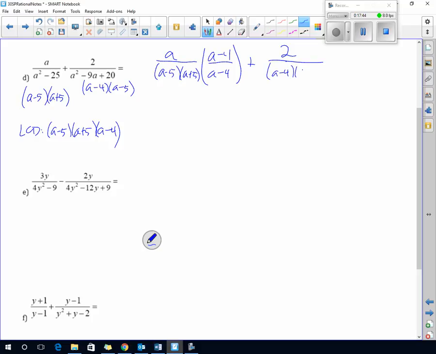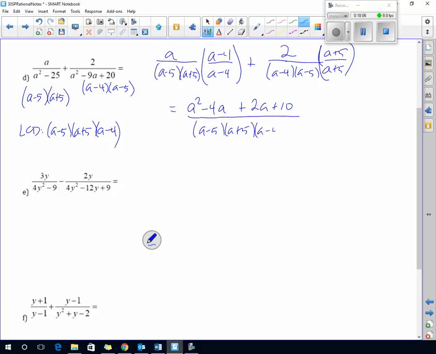So then I get A squared minus 4A plus 2A plus 10, all over A minus 5, A plus 5, A minus 4. So my final answer is going to be A squared minus 2A plus 10 over A minus 5, A plus 5, A minus 4. A cannot equal plus or minus 5 and 4. Yeah. We're out of time here.